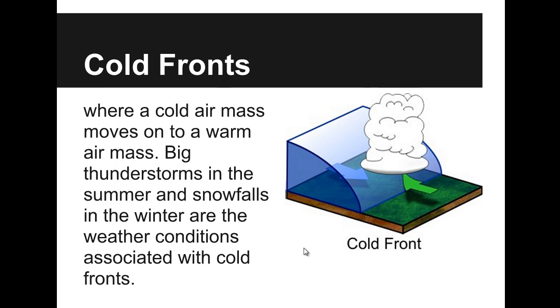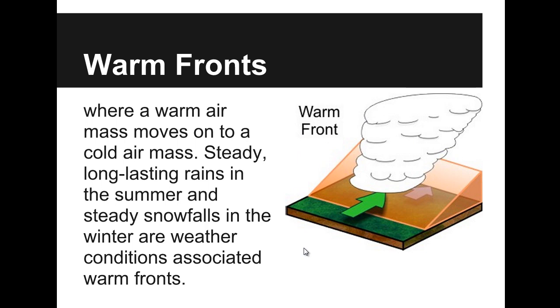Cold fronts, where a cold air mass moves onto a warm air mass. Big thunderstorms in the summer and snowfalls in the winter are weather conditions that we expect with cold fronts. A warm front, where a warm air mass moves onto a cold air mass. Steady, long-lasting rains in the summer and steady snowfalls in the winter are what we can expect with warm fronts.